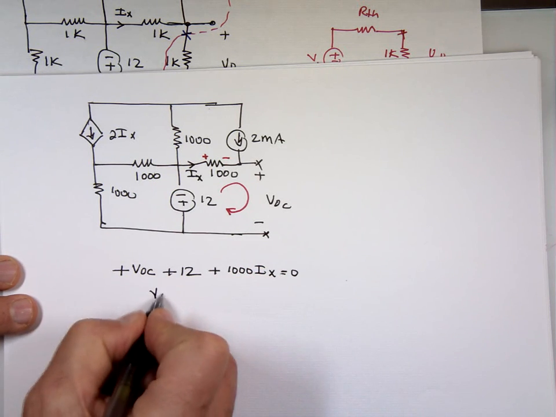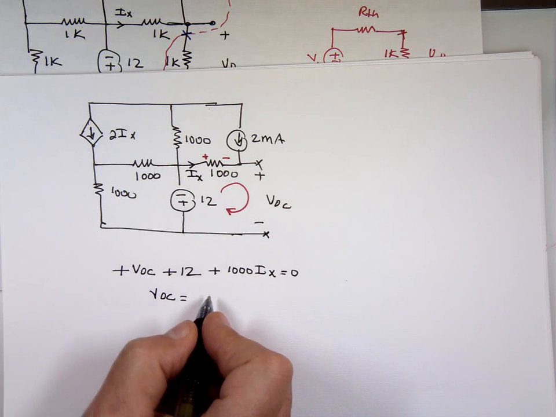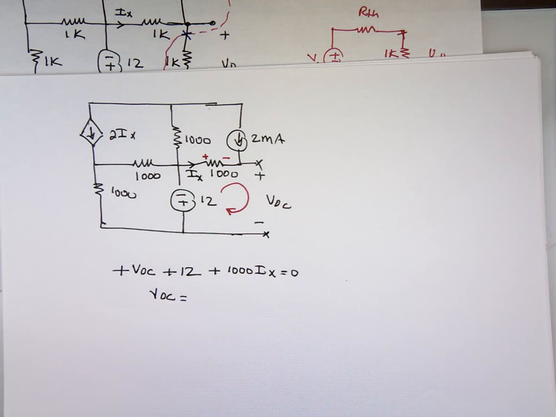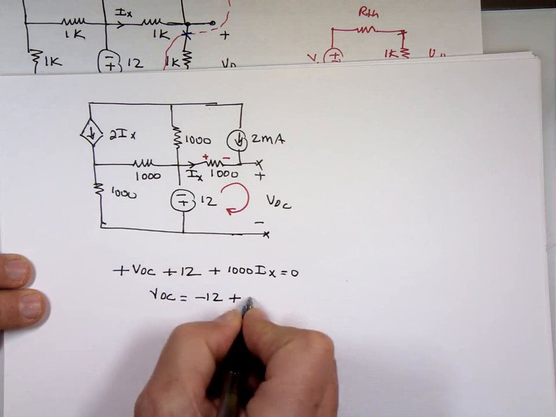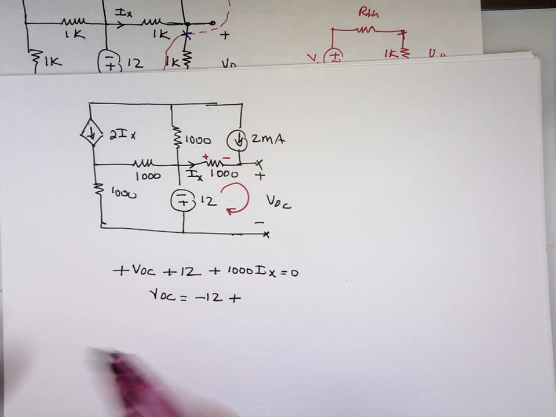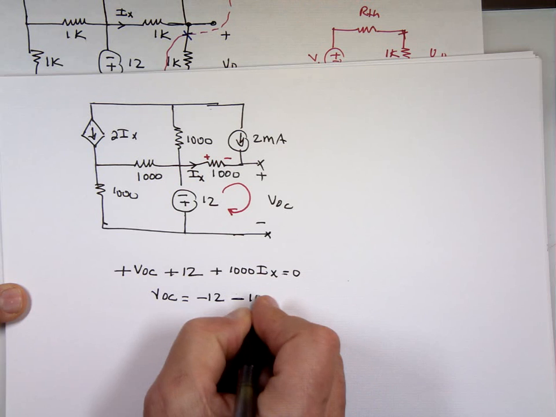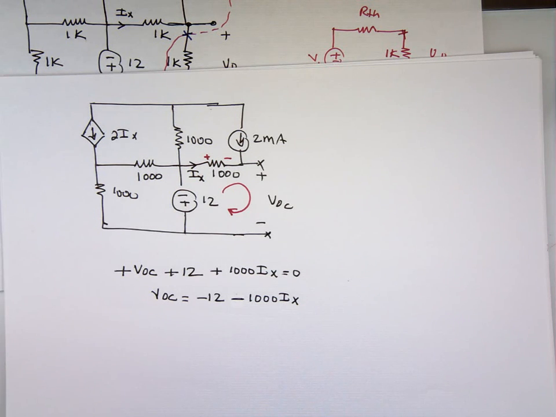So what's V open circuit equal to? Well, you don't need to account for the I sub x, I define the current. I sub x is the current going that way. Gotcha. So it's negative 12 plus, be a minus, right? Because you're moving it to that side. So if I know my I sub x, I'm done.